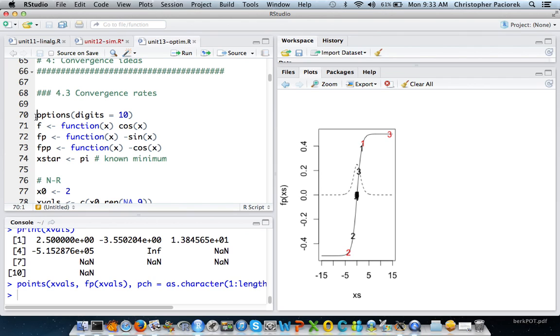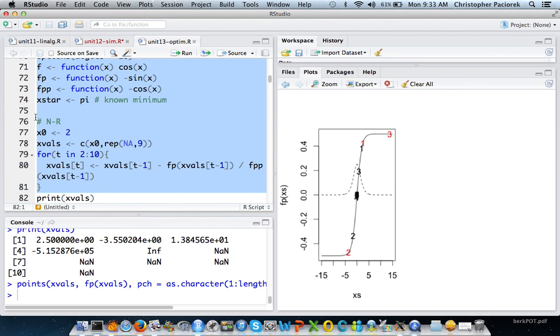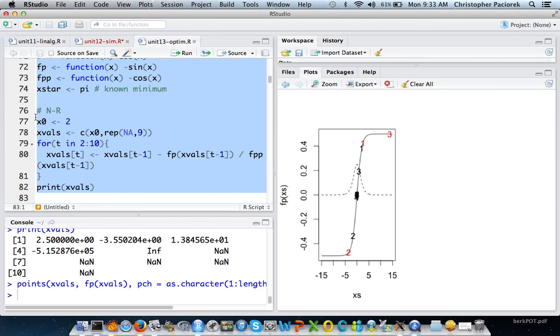All right, so I'm going to do a silly toy minimization where I'm minimizing the cosine of x. Cosine between 0 and 2 pi is obviously minimized at pi, so that's the number I'm looking for when we look at the digits of precision in the answer. And we're going to do Newton-Raphson, and I'm going to start at 2 as the starting value.